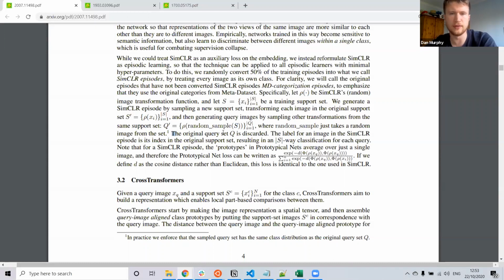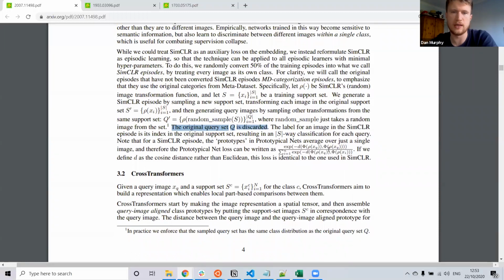So they get rid of the query set, and what you're trying to do is make your embedding from your prototypical net a bit more agnostic to translations or cropping. So if there was some kind of occlusion, like Carlos says, or like the screw moves off the edge, your embedding would be more robust. And they then reframe the loss for prototypical nets with this in mind.